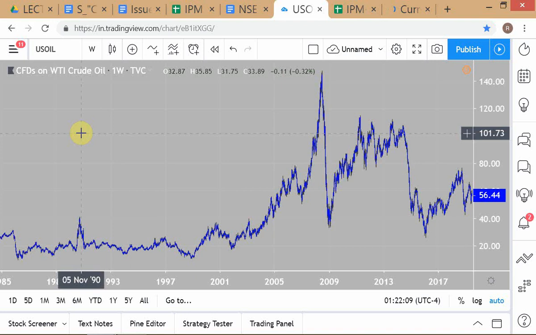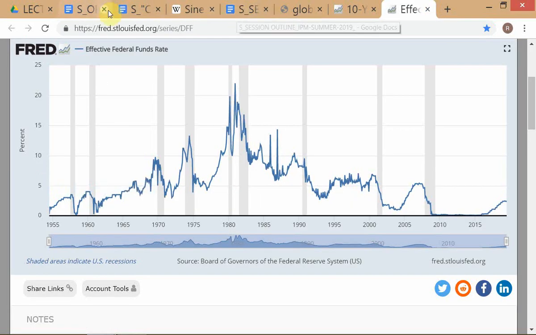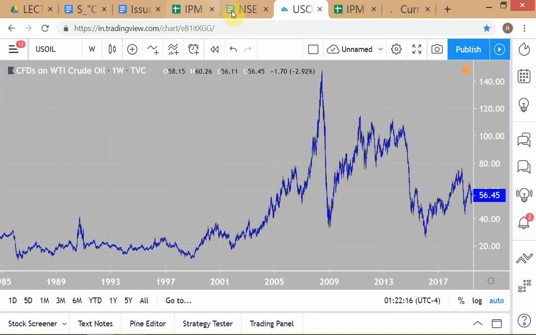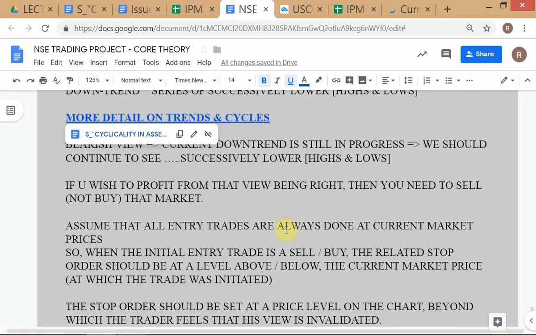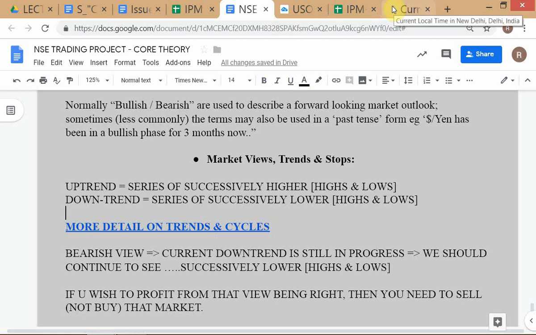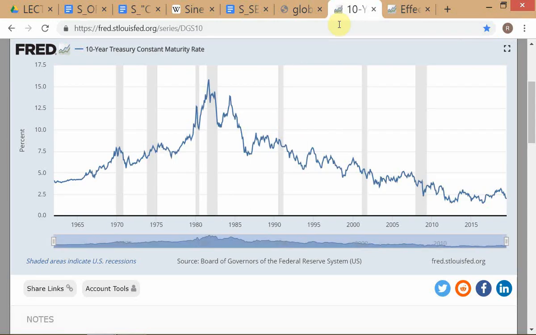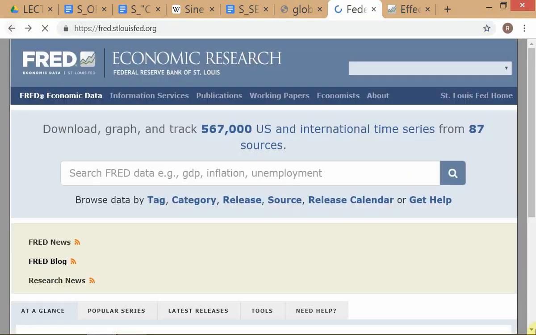So for instance, this is what we were looking at. The whole discussion started from this last discussion that we had. Instead of just looking at uptrend and downtrend definitions, I've also introduced the idea of cycles, and shown you some examples of cyclicality which you can see in the real world. Then we went into the long discussion on fractional reserve banking and the conduct of monetary policy. Let me try and show you something more interesting.